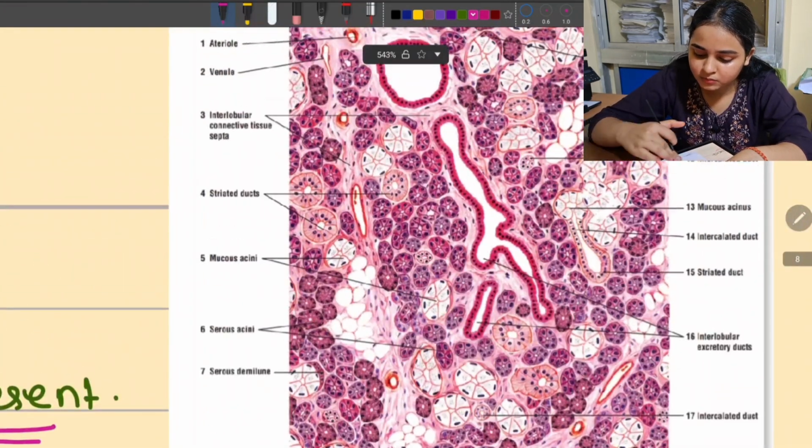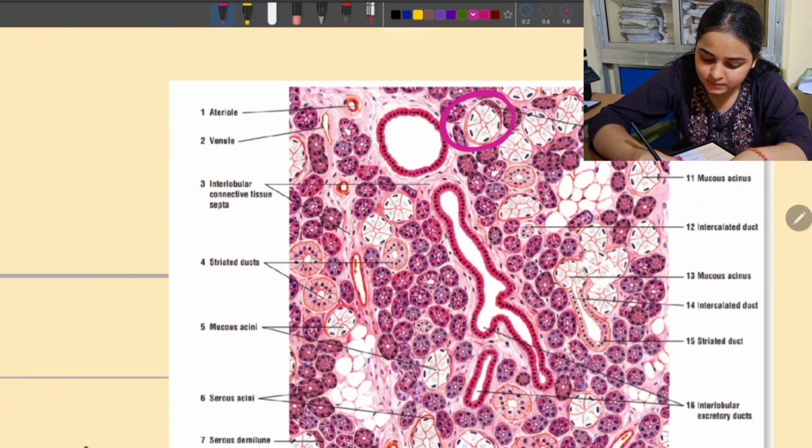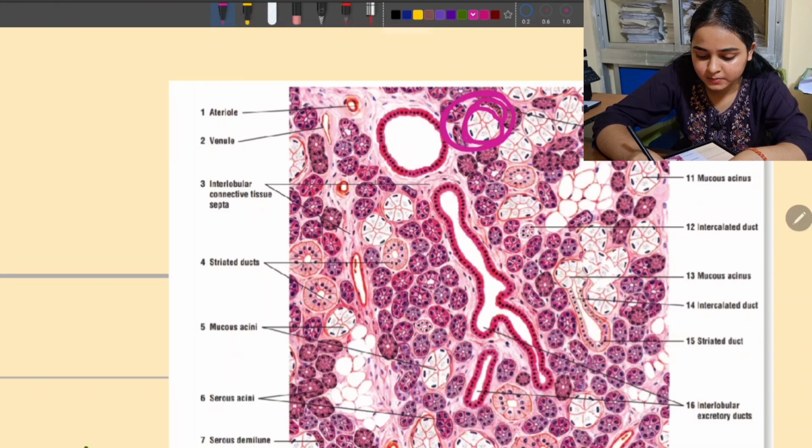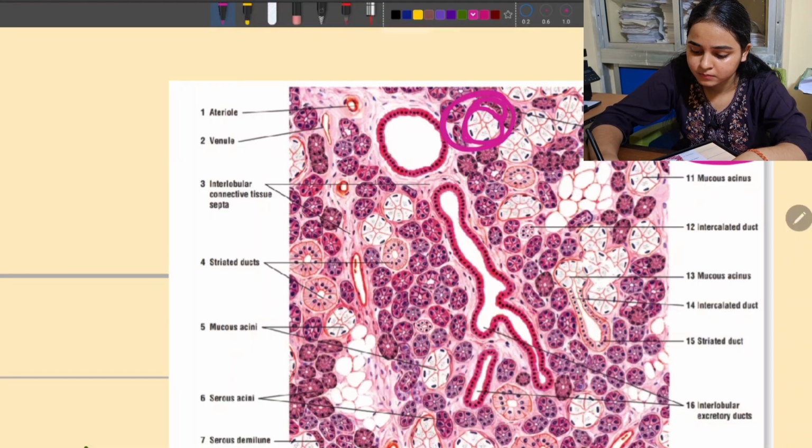You can see this clearly here. As this is a gland, this part is only the mucous acinus and this part is serous acinus. Okay, so it forms a crescent over the mucous acinus, so it is known as the serous demilune.